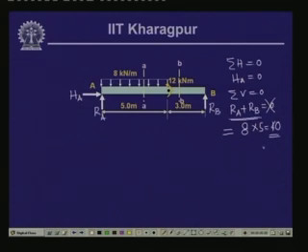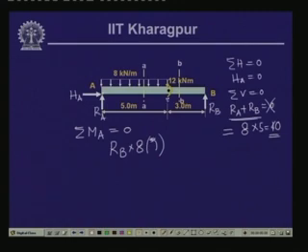Now, we need another equation for evaluating these two unknown quantities RA and RB. If we take the moment of all the forces with respect to this point A, let us say summation of moment with respect to A is equal to 0. So, RB into 5 plus 3 is 8 meter, which is acting in an anticlockwise direction.